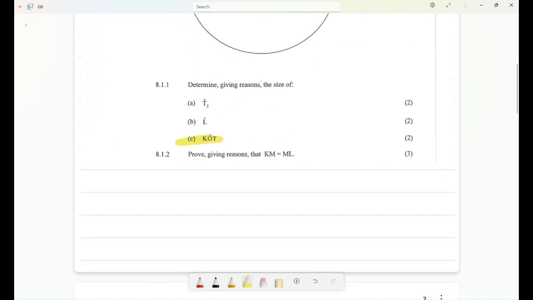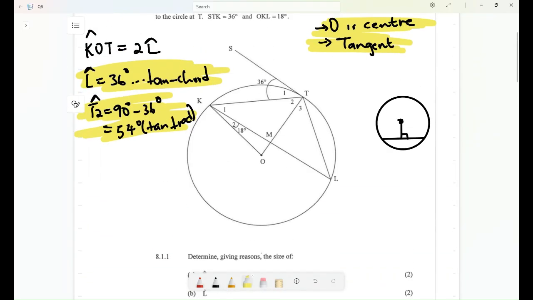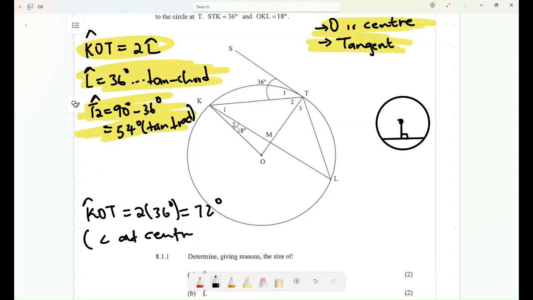Now, angle KOT, any information about it? Angle KOT is equal to twice angle L. So angle KOT is equal to twice 36 degrees, which is 72 degrees. Now, remember you want a reason. The reason is angle at center is equal to twice angle at circumference. You are done. This is your reasoning.